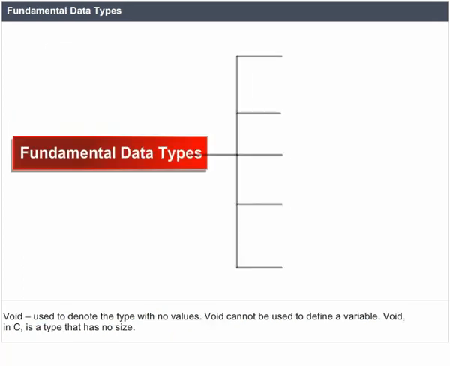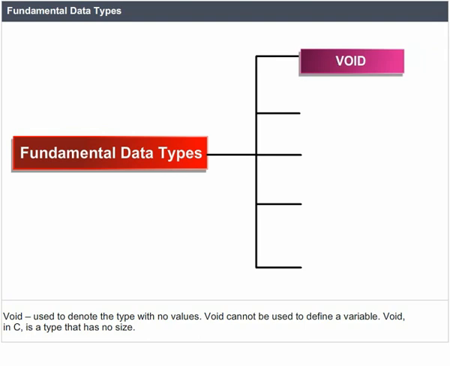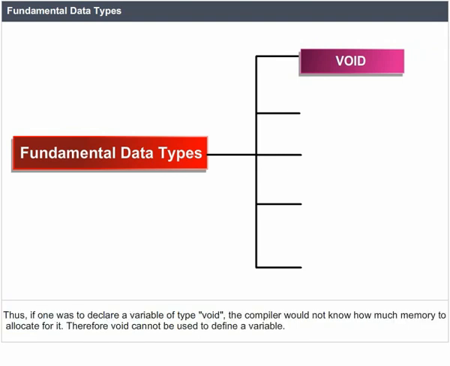Fundamental data types. Void, used to denote the type with no values. Void cannot be used to define a variable. Void in C is a type that has no size. Thus, if one was to declare a variable of type void, the compiler would not know how much memory to allocate for it. Therefore, void cannot be used to define a variable.